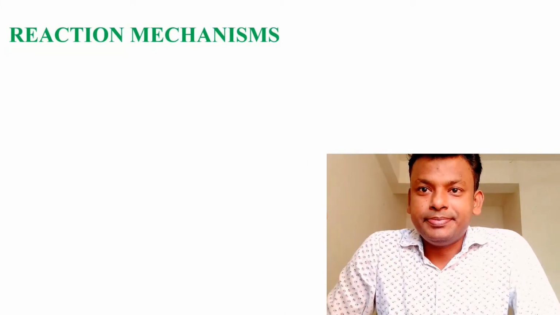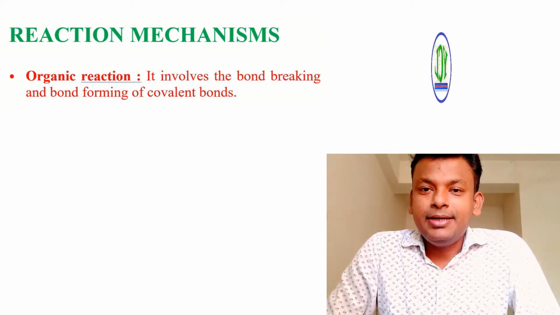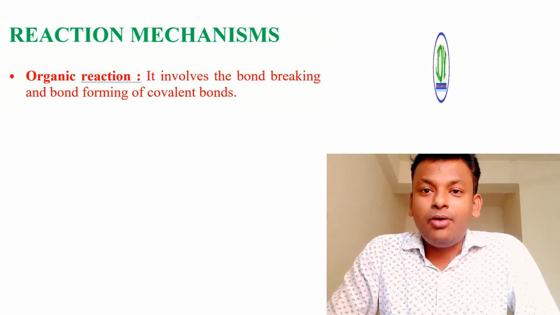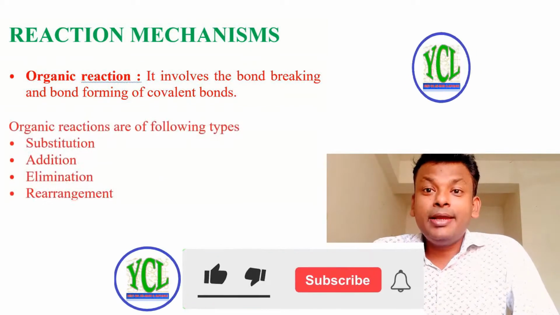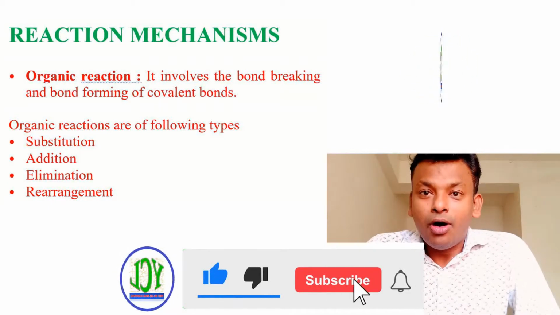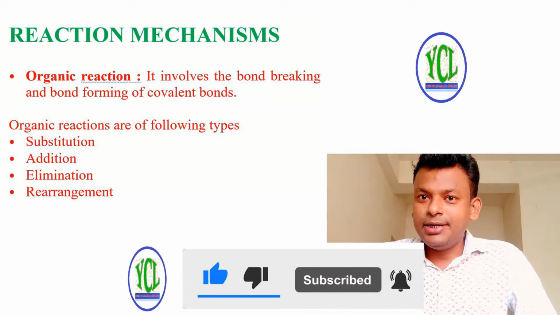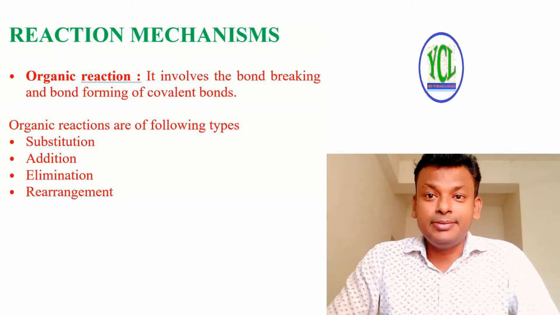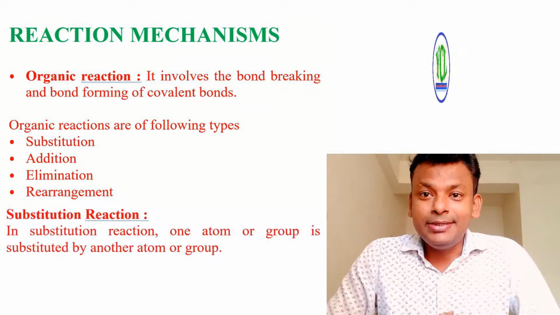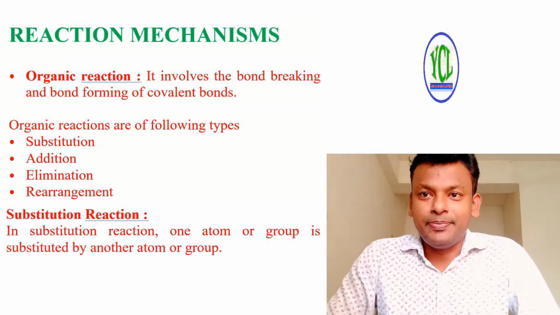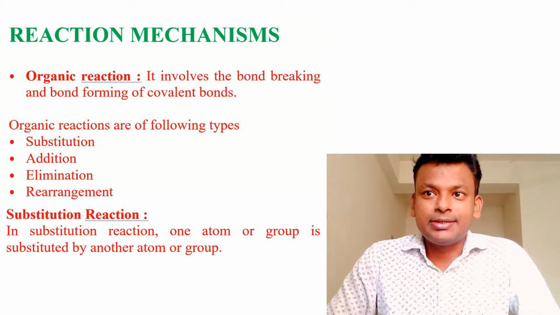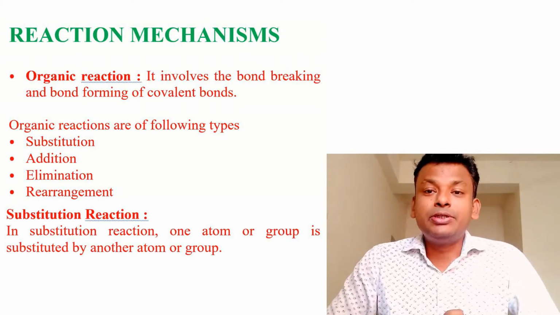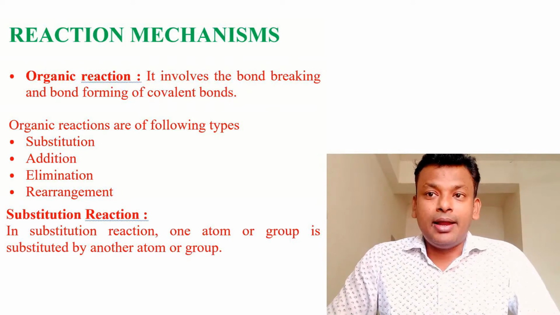Reaction mechanism. Organic reaction involves the bond breaking and bond forming of covalent bond. Organic reactions are of the following types: substitution reaction, addition reaction, elimination reaction and rearrangement. And first one is substitution reaction. In substitution reaction, one atom or group is substituted by another atom or group.